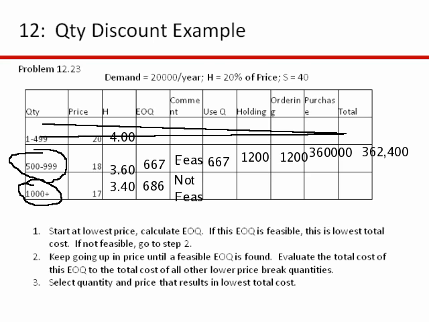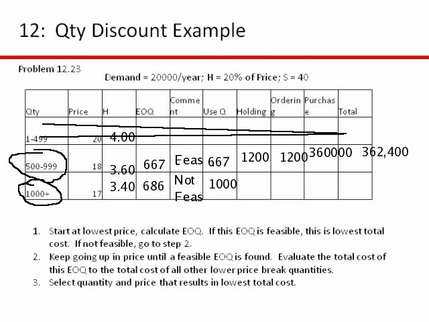And again, we have to add the purchase price because price is no longer constant. Okay? All right, so now let's take a look at the case where the EOQ is not feasible. So we can't use the 668. What we're going to do is use the lowest quantity that we can buy at that price, and that's called the price break quantity. So we're going to use 1,000.